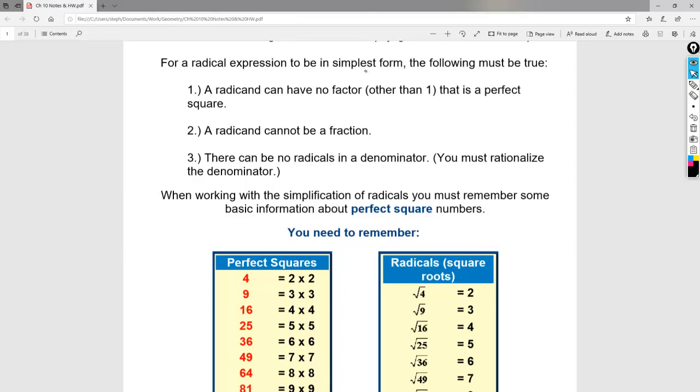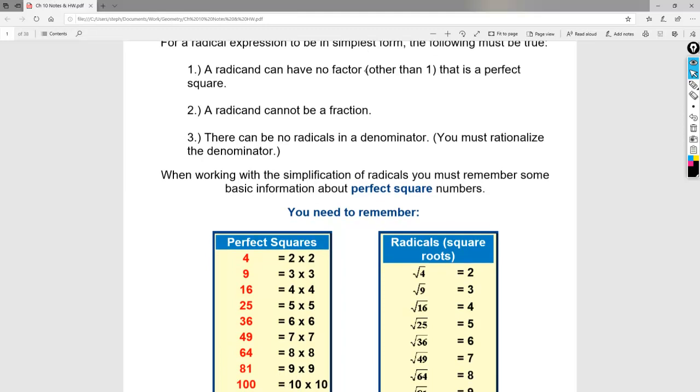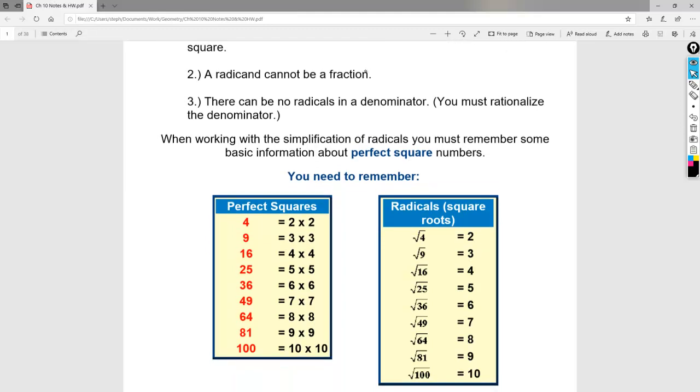First of all, the radicand, which is the inside of the square root, or what's inside the house, cannot have a factor that is a perfect square other than 1. So anything inside of the square root, if you can factor a perfect square out of that number, then you should do that, and then you should evaluate that perfect square. We don't want a radicand to be a fraction. In other words, we don't want any radicals in the denominator. So we're going to rationalize the denominator, and we'll go through that as an example in a bit.